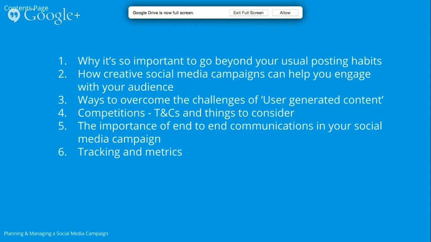And the other element is not doing things in isolation. The importance of end-to-end communications as part of your campaign. So we're going to talk through a case study about something that we did here at Made Simple, where we really got some good audience engagement, but there was real purpose to why we were doing that. It was thought through. We did our planning, we did our analysis, we then implemented based on the whole plan: listen, analyze before you engage.